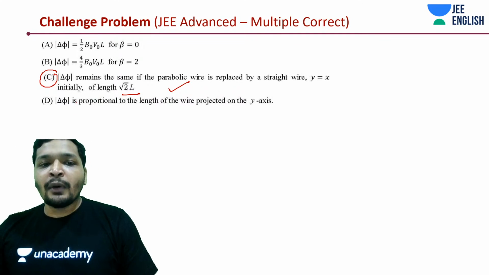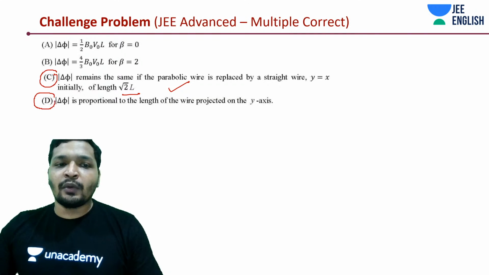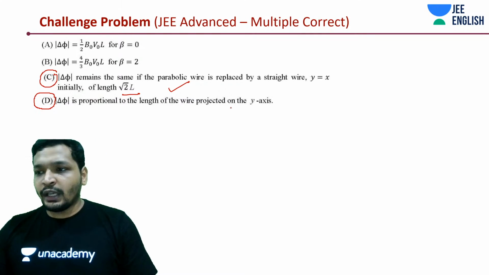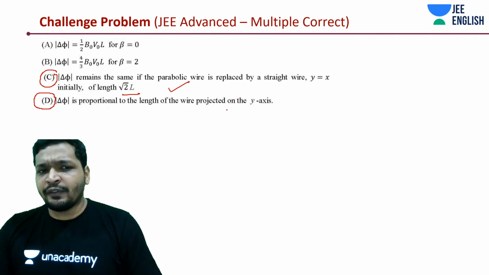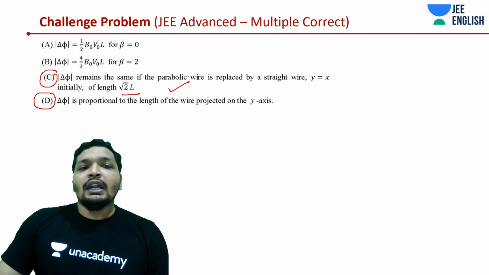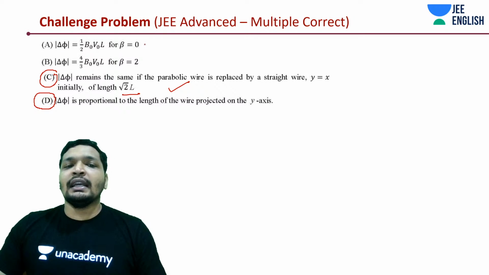So only that matters, only along the y-axis is what it is going to act. And what about del phi being proportional to the length of the projected wire? Basically raised to the power 1, it is true. It is proportional to the length. It's pretty evident from the given equation. Now you need to substitute beta is equal to 0 and analyze it.